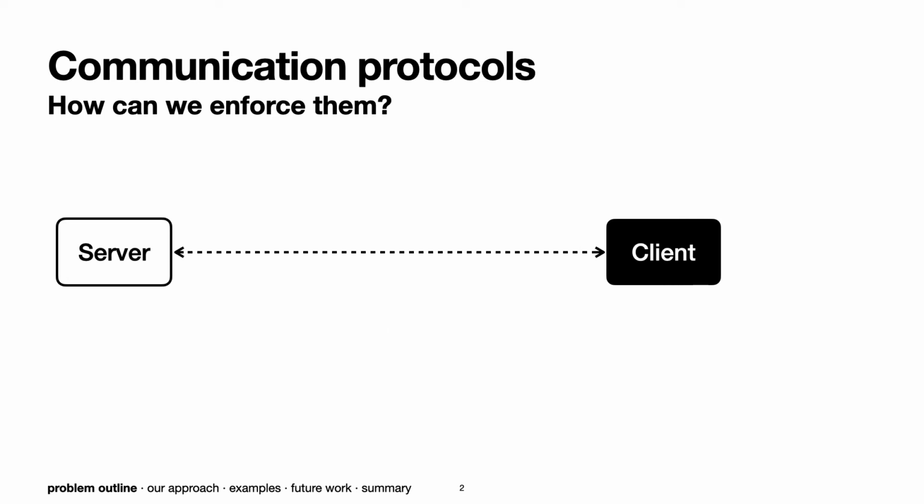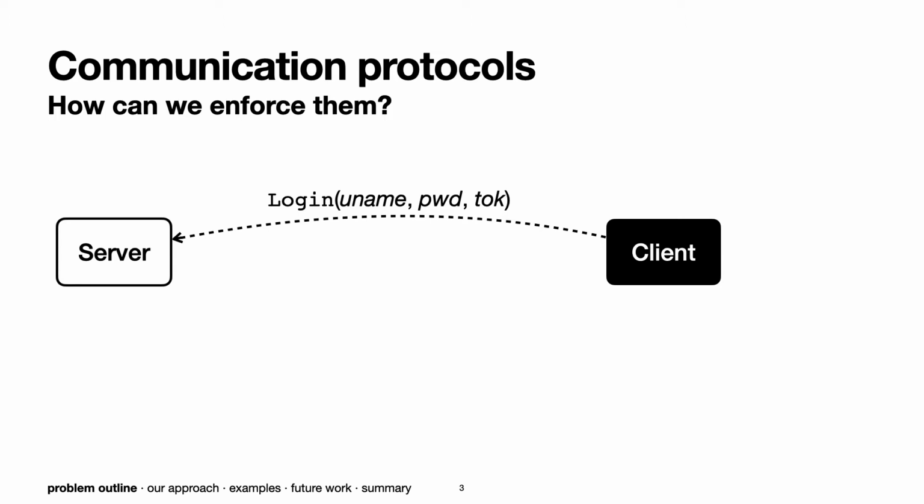Let's start by defining the problem that we identified. Consider a simple client-server scenario as shown here, and assume that we are developing a login server which can be accessed by different clients whose code we do not have access to. If the clients conform with the protocol, we can guarantee error-free communication between the parties.